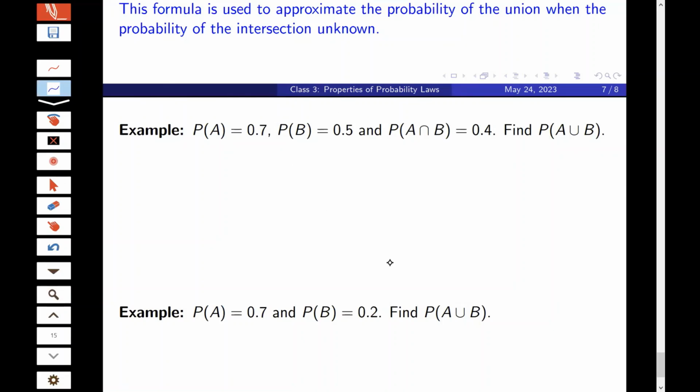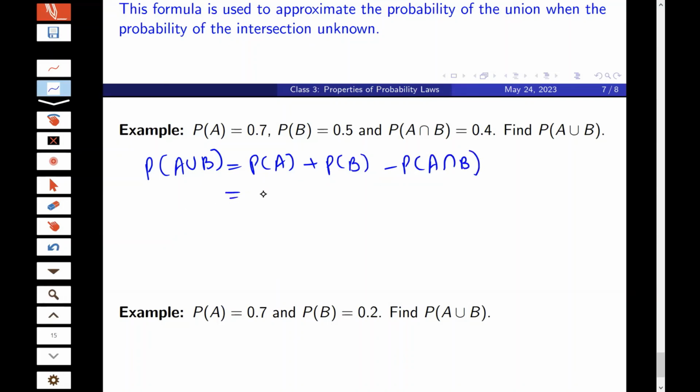In both of these examples we are going to use the properties we learned today. Let's see the first one. It says P(A) equals 0.7, P(B) equals 0.5, and the probability of the intersection is 0.4. We are asked to find the probability of A union B. So use the general addition rule, which is P(A union B) equals P(A) plus P(B) minus P(A intersection B). So that means P(A) 0.7, P(B) 0.5 minus 0.4.